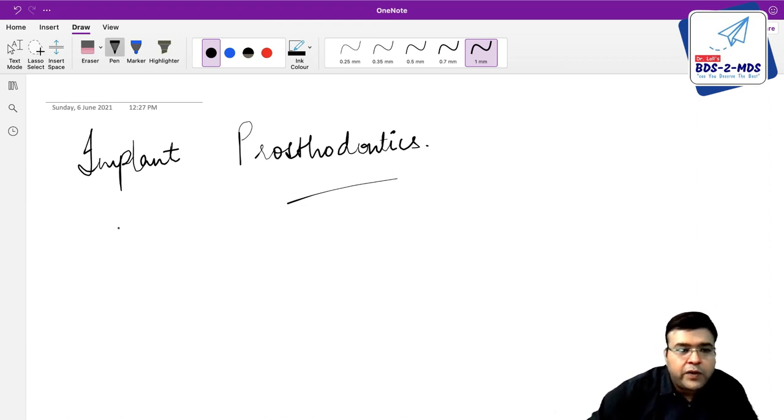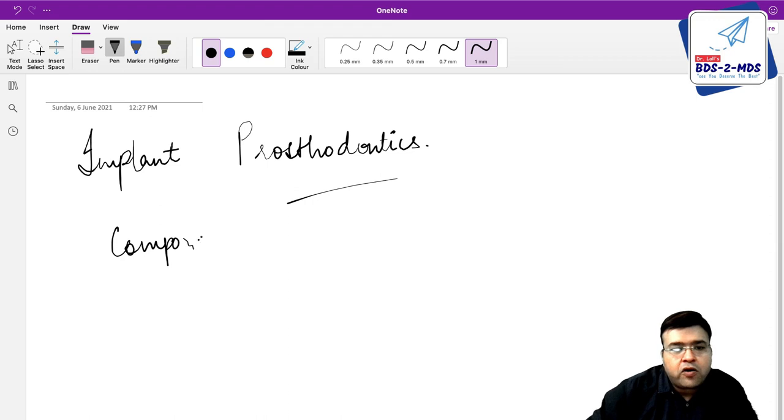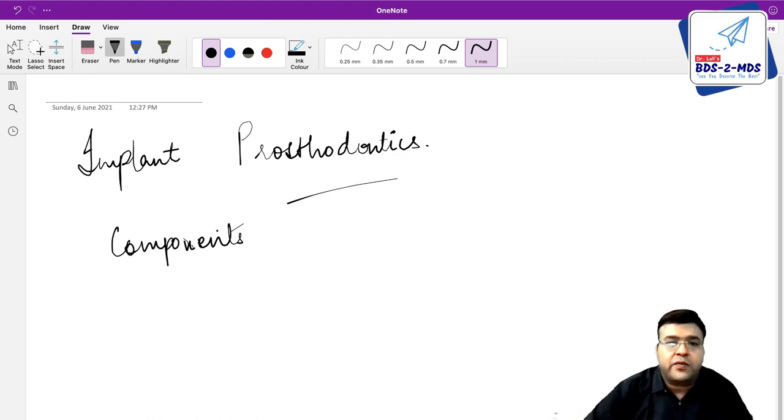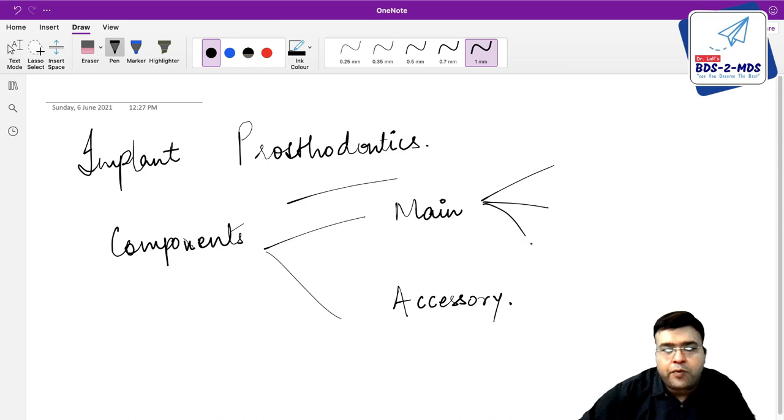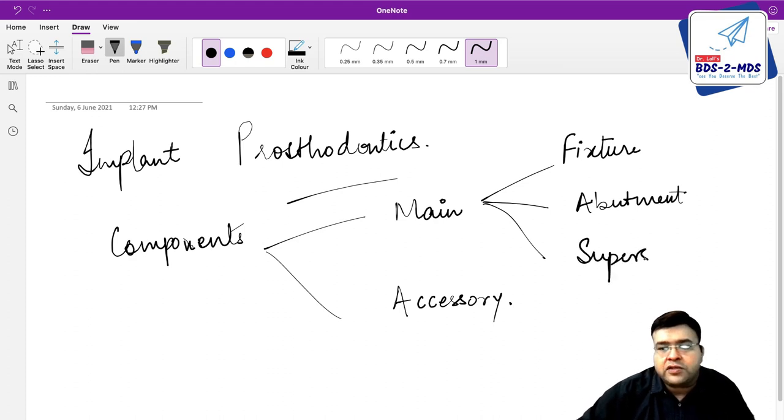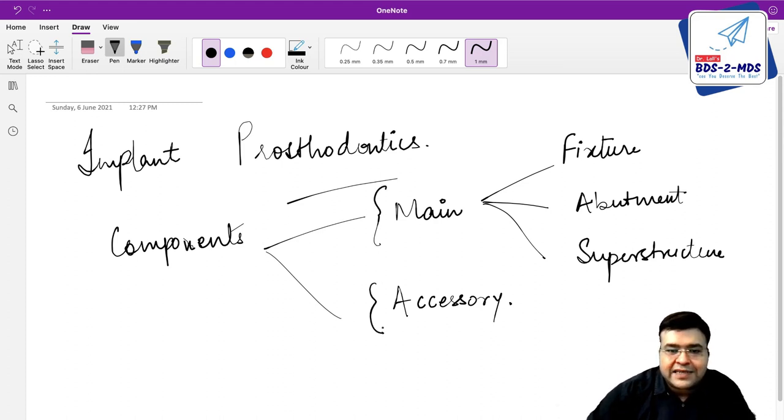Right, so the first part, what we need to know are the components of implants. In implant dentistry, what all components do you require? You divide these components into two groups: the main components and the accessory components, right? The main components are the implant fixture, the abutment, and the superstructure, right?